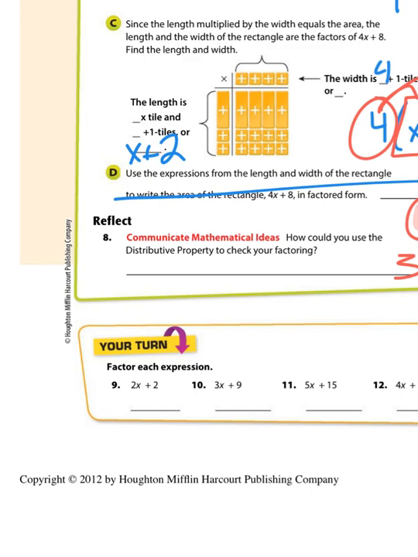So 2x plus 2, 2x and 2 have a 2 in common, so I'm going to pull out a 2. 2x divided by 2 is x. 2 divided by 2 is 1. 3x plus 9, 3x and 9, oh, we just did this one together. They have a 3 in common. 3x divided by 3 is x. 9 divided by 3 is 3.